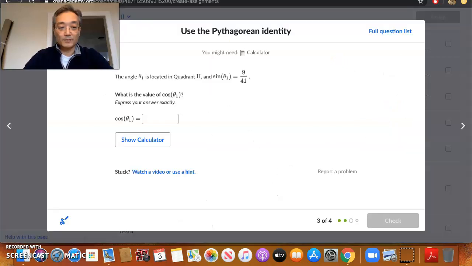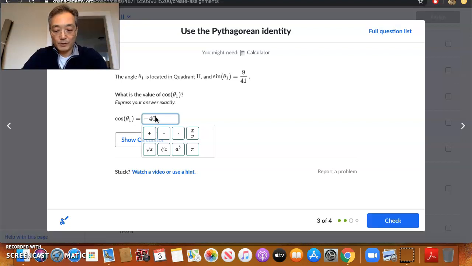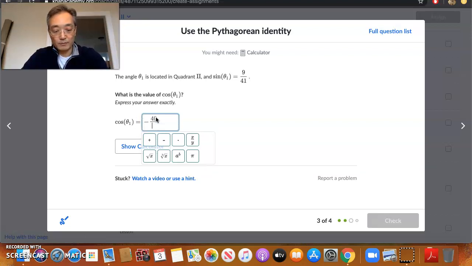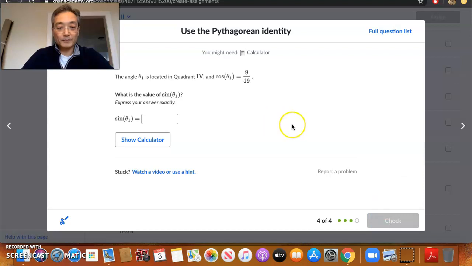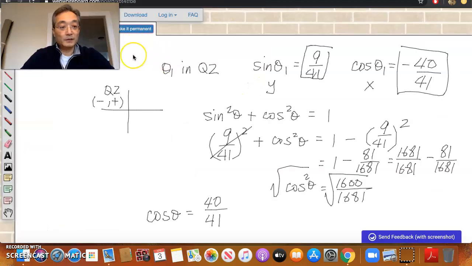So let's check. Let's go back to our problem, and let's plug in negative 40 divided by 41. Okay, and check. And that is correct. All right, and let's do the final problem. Okay, this time our angle theta 1 is in quadrant 4, and the cosine of theta 1 is 9 over 19. All right, so let me clear this.